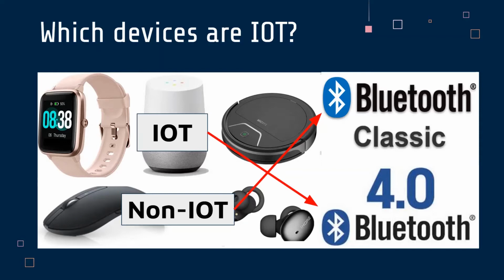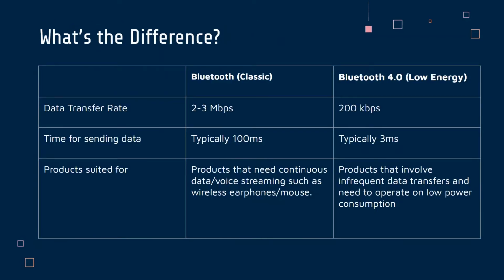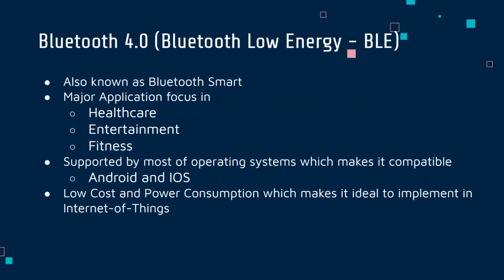So what's the difference? Bluetooth Classic is used for products that typically need continuous data streaming, such as our wireless earphones and mouse, which usually require a higher data transfer rate. On the other hand, Bluetooth 4.0, also known as BLE, uses a low data transfer rate and has a lower latency when sending data over, and is usually used when infrequent data transfer is required. They need to operate on low power consumption for long hours. As mentioned earlier, Bluetooth 4.0, also known as BLE or Bluetooth Smart, is used in the healthcare, entertainment, and fitness industries due to the compatibility supported by most major operating systems like Android and iOS.